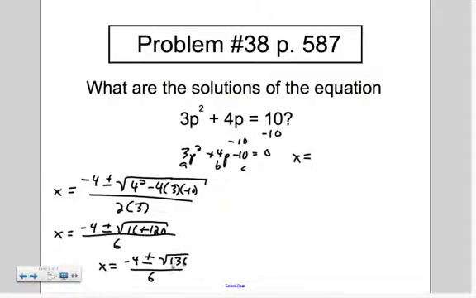Here I'm going to look at the square root of 136. So 136, well, let's see, 136 is 2 times 68. 68 is 2 times 34, and 34 is 2 times 17. So this is x equals negative 4 plus or minus the square root of 2 times 2 times 2 times 17.